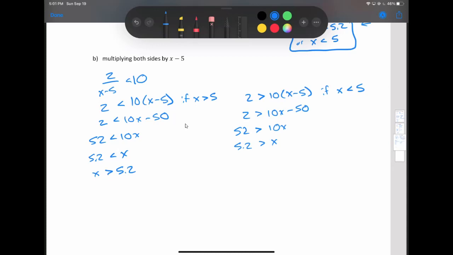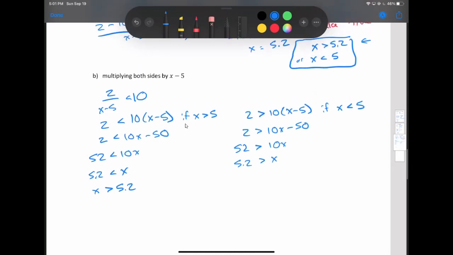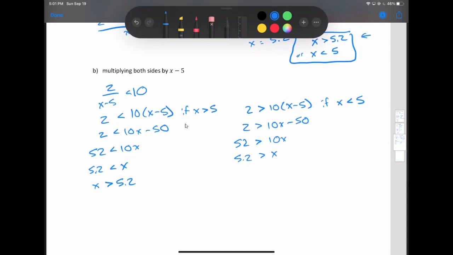Okay, so this is that x is just less than 5.2, but we saw up above that x is less than 5. Here's the trick. x is less than 5.2, but this is making the assumption in the first place that x is less than 5. So we have both those restrictions. It has to be less than 5.2, and it has to be less than 5, which means that it's just x less than 5. So that's our other possible solution.